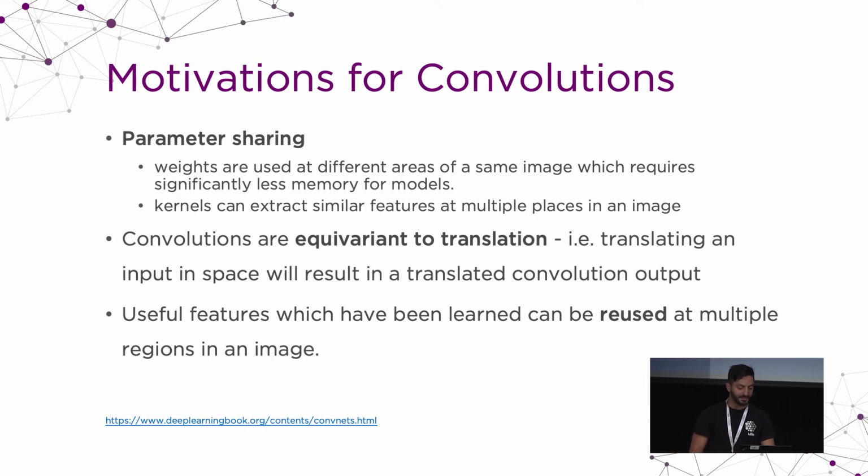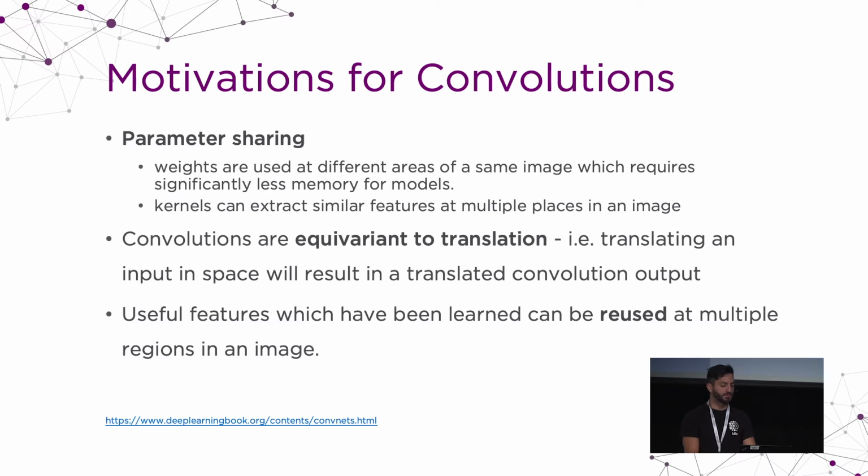So we have this idea of parameter sharing, and it also happens that this requires significantly less memory, because we have these parameters that we're sharing across the entire image. We don't have to learn parameters for each point in our image. And these kernels can extract similar features at multiple places in an image. So if it figures out that looking for a mouth is important, it'll figure it out for the whole image. It doesn't have to figure it out at multiple places in the image.